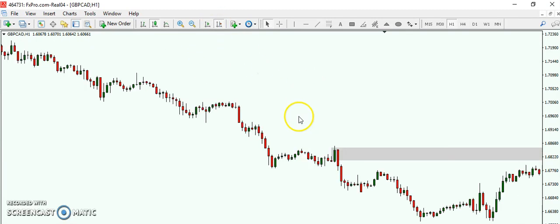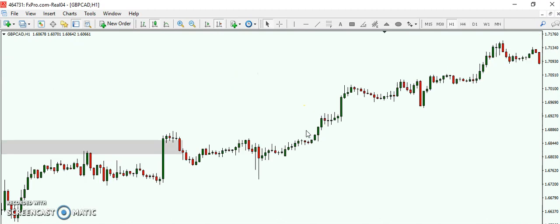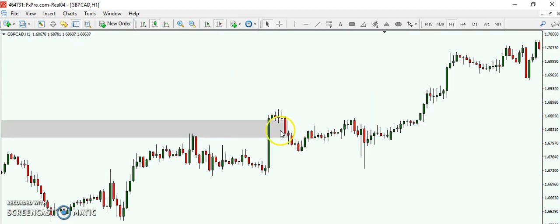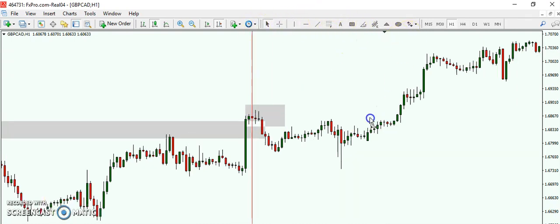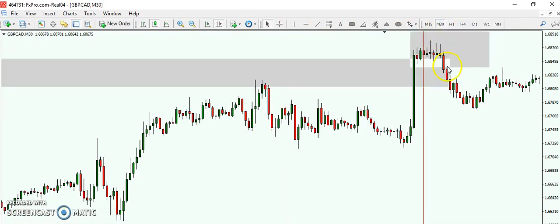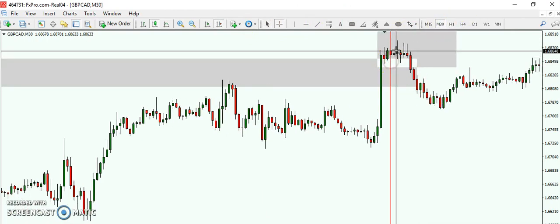Let's take a quick preview of the current market. Let's take a quick look at what the market is doing. I believe if I go to a much lower time frame, there's an entry here. So let's see this on the 30 minutes, 8:18.